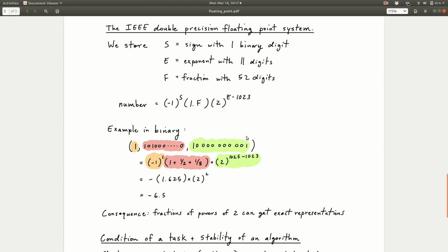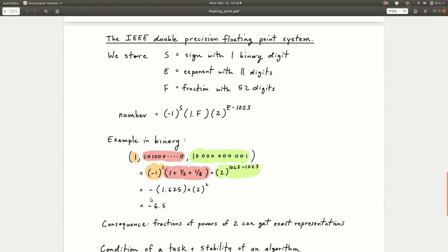So this is kind of a long one, but you start on this side. This is 1 times 2 to the 0, 0 times 2 to the 1, 2, 3, 4, 5, 6, 7, 8, 9. And then 1 times 2 to the 10, which is 1024. So it's 1 plus 1024, which is 1025. And of course we have this offset minus 1023. So this becomes 2 to the 2. And then if we put everything together, we get minus 1.625 times 2 to the 2, which is 4, which is minus 6.5.